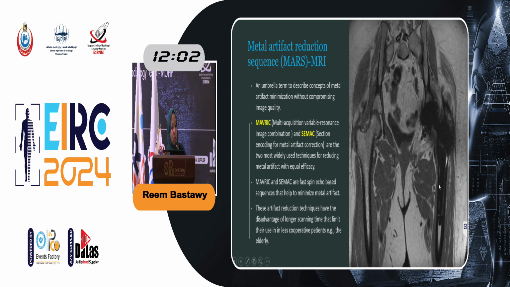Metal artifact reduction sequence MRI is an umbrella term to describe concepts of metal artifact minimization without compromising the image quality. MAVRIC, which stands for Multi-Acquisition Variable Resonance Image Combination, and SEMAC, which stands for Slice Encoding for Metal Artifact Correction, are the two most widely used techniques with equal efficacy. These are fast spin echo-based sequences that help to minimize the artifact. These artifact reduction techniques only have the disadvantage of longer scan time, so they are not suitable for less cooperative patients such as the elderly.